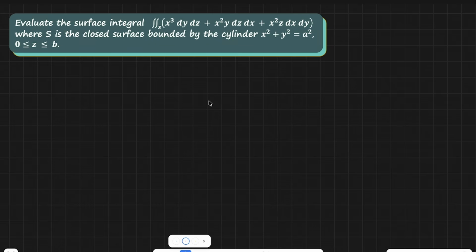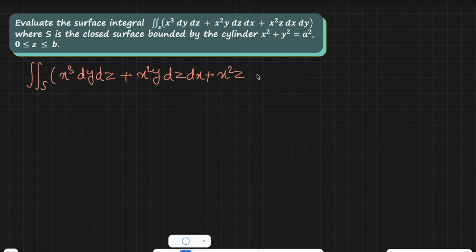Let's take the example. The example is: evaluate the surface integral over S of x cube dy dz plus x square y dz dx plus x square z dx dy. It's very difficult to solve using the previous concept, in which you have to find out r, then r u, r v and all. This is x square plus y square is equal to a square, and here z is basically b. This is a cylinder which is given to you, so it's a cylindrical region. In this case we will apply the Gauss divergence theorem.